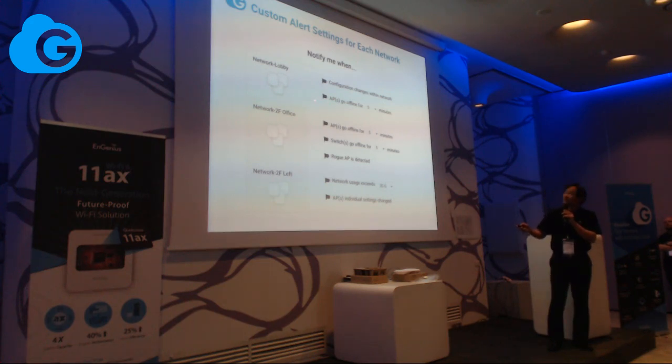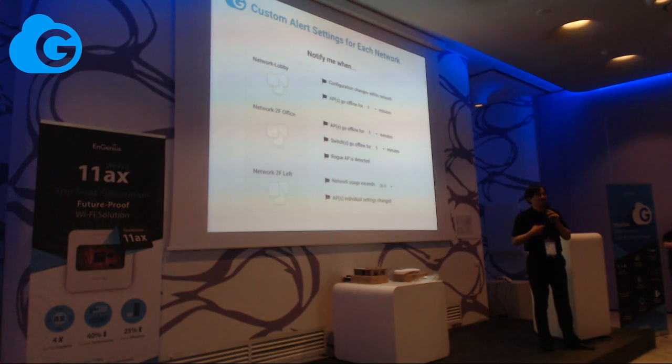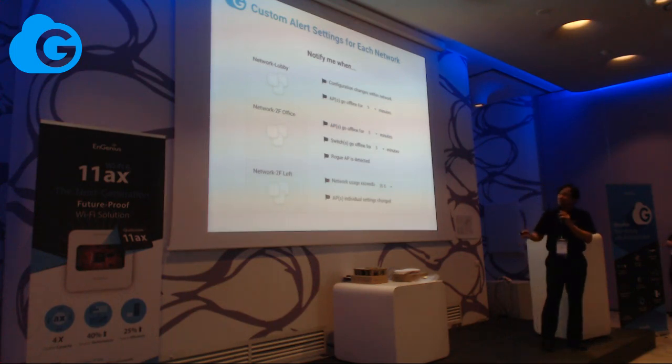So you can say that if the AP goes offline for 5 minutes, I don't want to receive a notification as soon as the AP disconnects, because sometimes the internet is not that trustable. It just disconnects and connects back. I don't want this kind of notification, so I can set it like this. For each different network group, I can set a different rule.